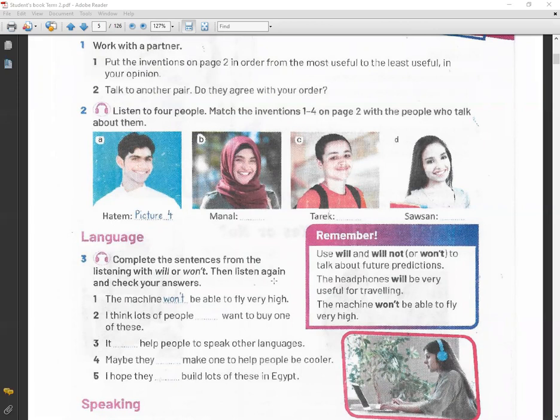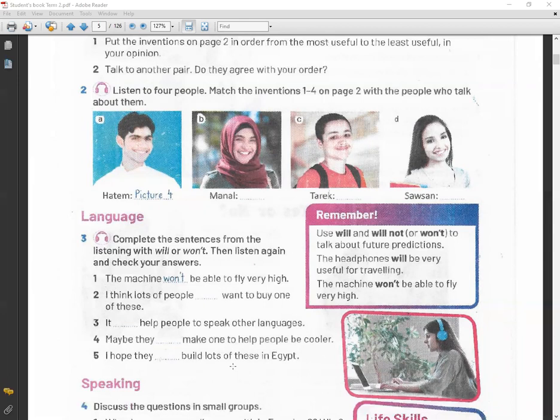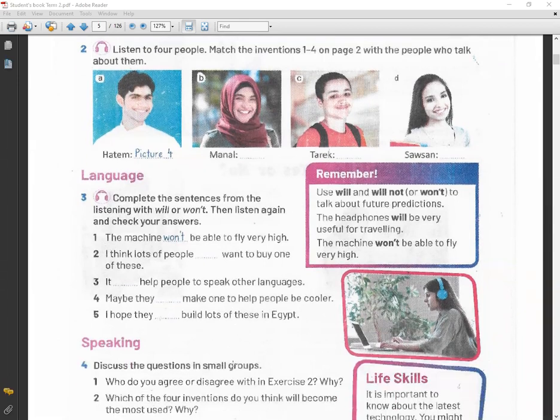And this prediction is without any evidence, as in the examples: the headphones will be very useful for traveling. Another example, the machine won't be able to fly very high. Here I need you to complete this language exercise, but it's related to the listening exercise. Any answer of using will or won't is acceptable, but it relates to the listening.